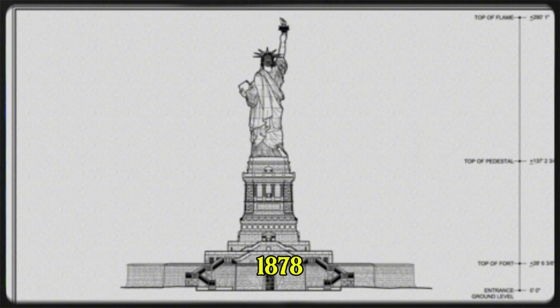By 1878, the head and shoulders were complete enough for public exhibition in Paris. The massive copper face, with its serene expression and distinctive crown, stood in the gardens of the Champ de Mars during the Paris World's Fair, drawing thousands of visitors daily. These exhibitions served dual purposes, testing the assembly methods while generating public interest and additional funds.